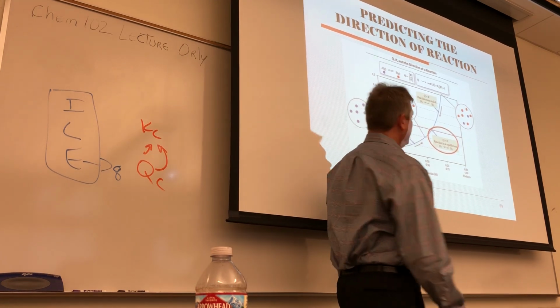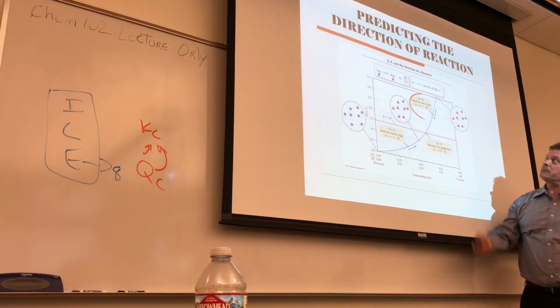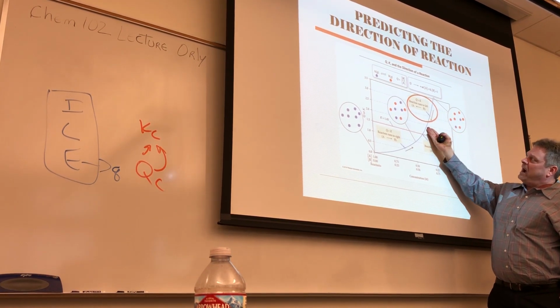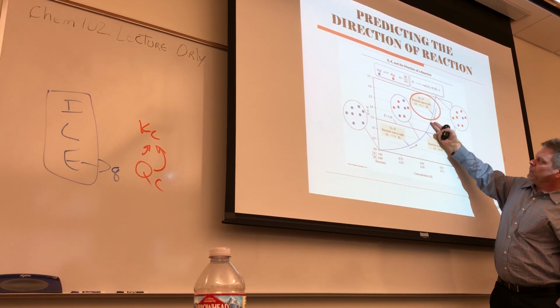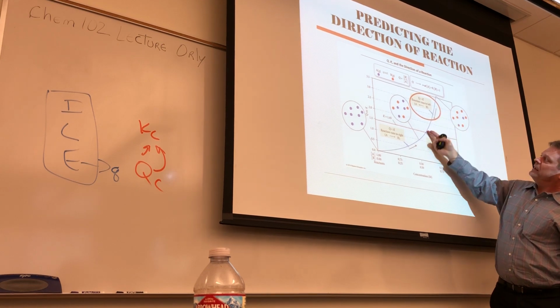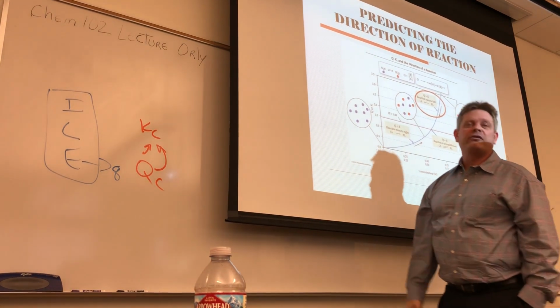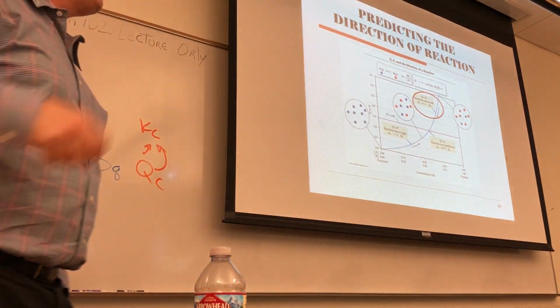Here, if Q is equal to K, I'm right at my equilibrium. And up here, my Q is greater than K, so it's going to be moving down or to the left of the reaction, creating more reactants as opposed to products until it gets to the equilibrium. That's all that's saying. Looks like a complicated graph, it's not. It's pretty straightforward. Just those 3 points, the same things we're talking about.